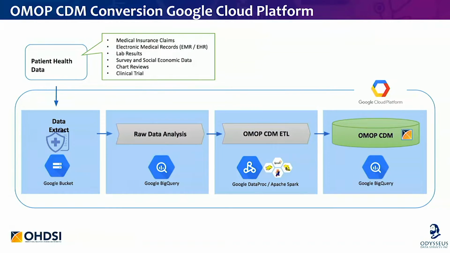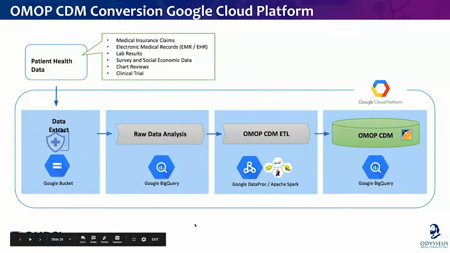I'm really excited to say that we also now provide support for the GCP platform, including the BigQuery database. What you see on the screen is a simplified architecture of how we process data to convert it into OMOP CDM, and we've successfully converted pretty large data sets utilizing Dataproc and Apache Spark. It's also worth mentioning that the data sets we're working with are very, very large in size.